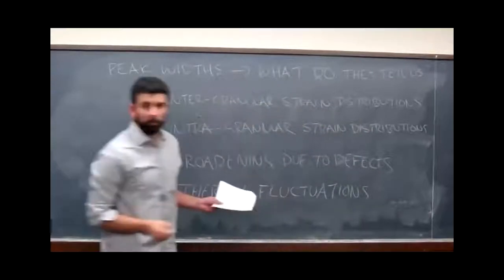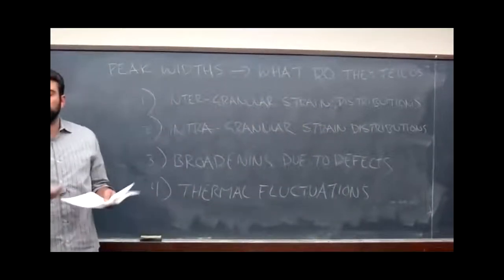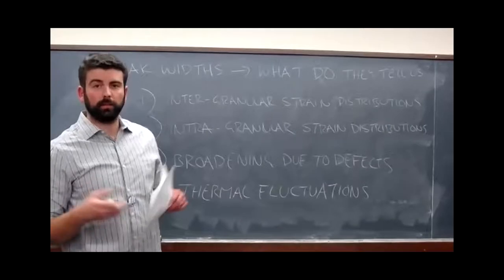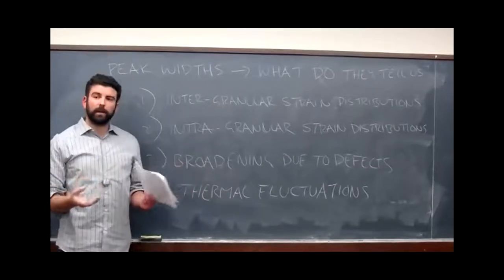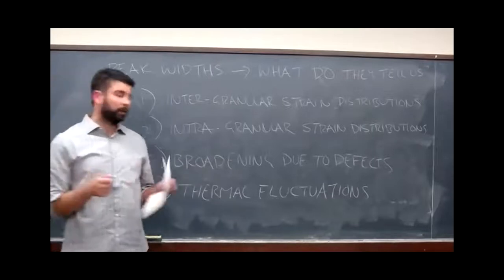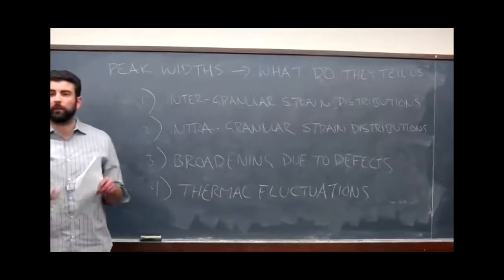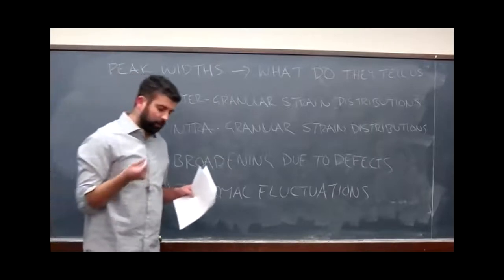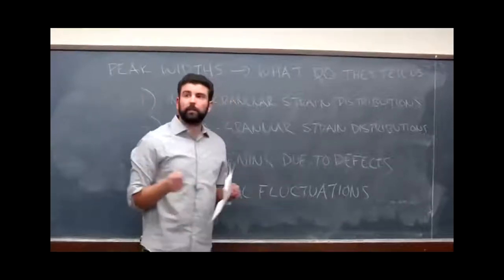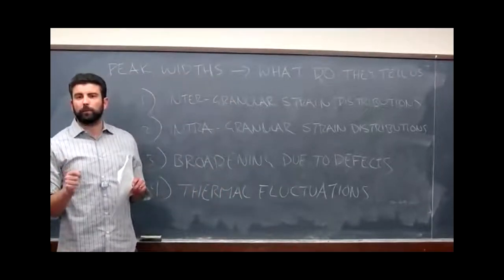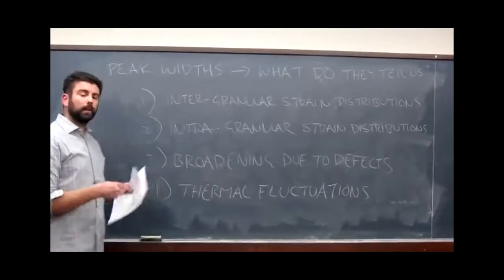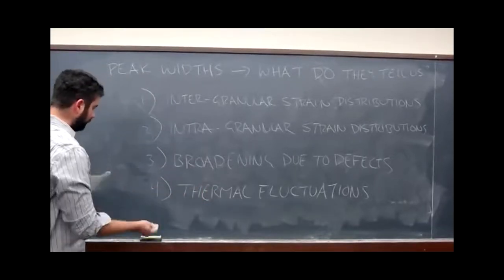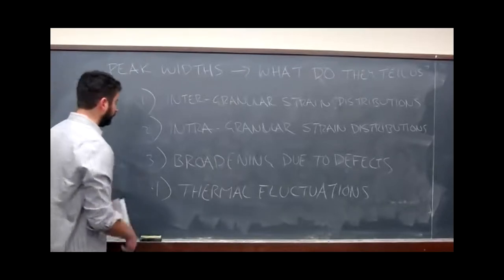Fourth contribution is thermal fluctuations. Atoms do not sit statically in space. They do vibrate, and the magnitude of that vibration will also change the width of diffraction peaks, because each individual atom never sits in the exact perfect lattice position that you need to create a delta function. So you get a spread of positions, which spreads out your diffracted intensity.